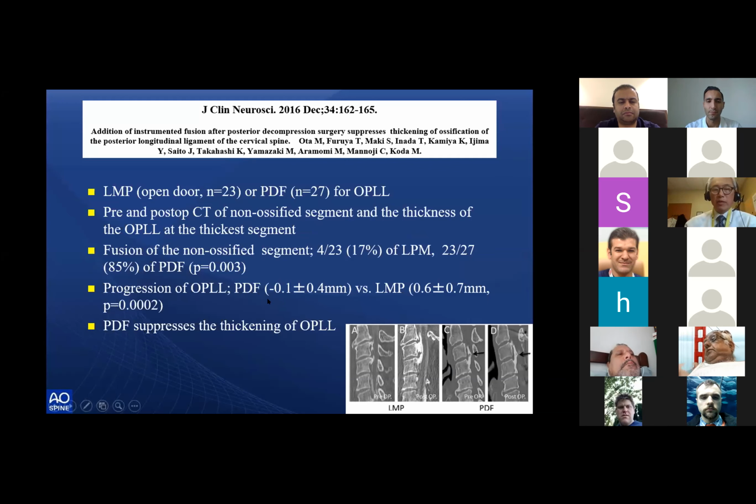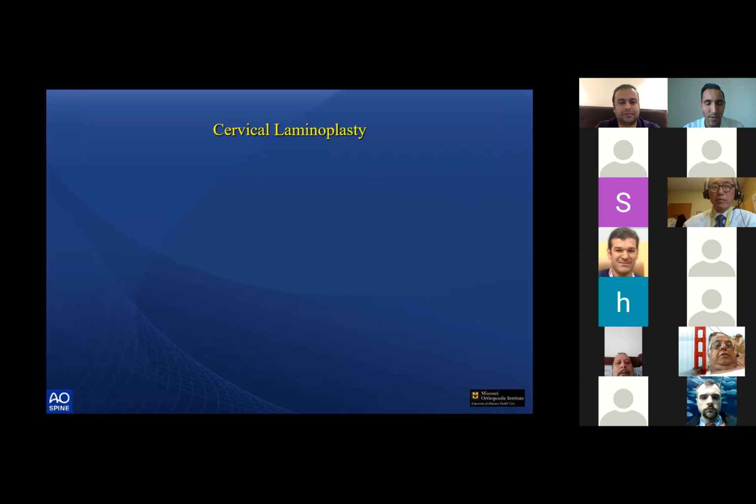But I kind of wonder how they are able to accurately measure a 0.1 versus 0.6 millimeter difference in somebody, because I don't think my visual acuity is that great. But in any event, I would agree that suppressing any type of motion would be likely to decrease the progression of the OPLL. So what about cervical laminoplasty?